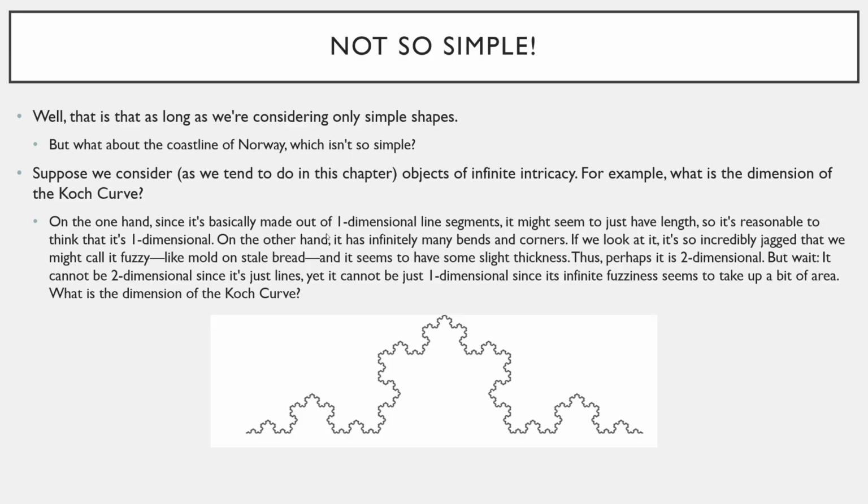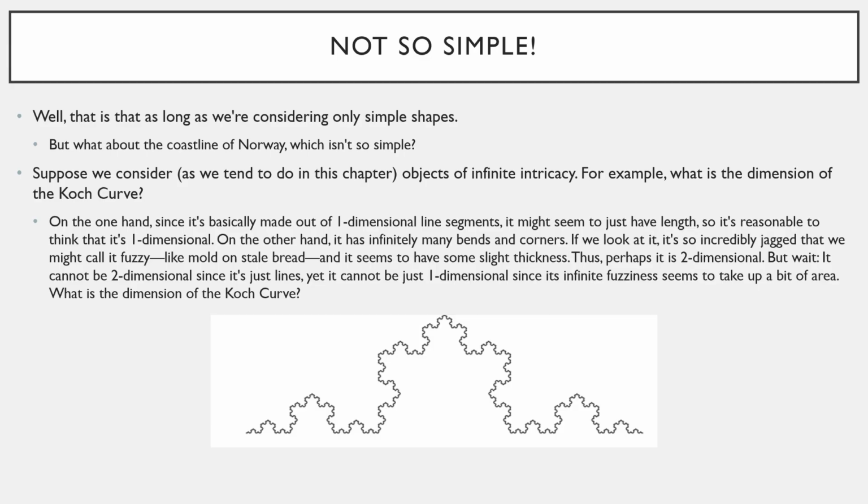We all live in three-dimensional space, so we can understand the differences between these three. Well, that is as long as we're considering only very, very simple shapes. But what about the coastline of Norway, which isn't so simple? Suppose we consider, as we tend to do in this chapter, objects of infinite intricacy. For example, what is the dimension of the Koch curve? You can see I have the picture here. This is the Koch curve that we've looked at. On the one hand, it's basically made of one-dimensional line segments, just little line segments. It might seem to just have length, so it's reasonable to think it's one-dimensional.